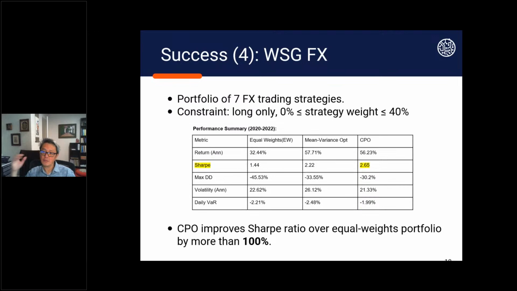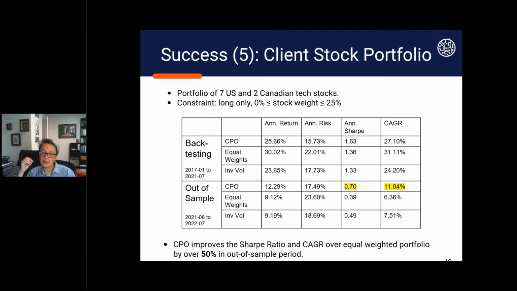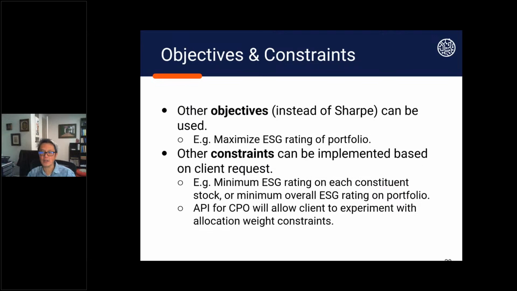More to come. We applied it to a client's forex portfolio with 7 trading strategies, and it improved the Sharpe ratio by 100% in out of sample test. We applied it to a client stock portfolio with 7 US and 2 Canadian stocks, again long only, again with a proper constraint. It improved the Sharpe ratio 50%. The list goes on and on and on.